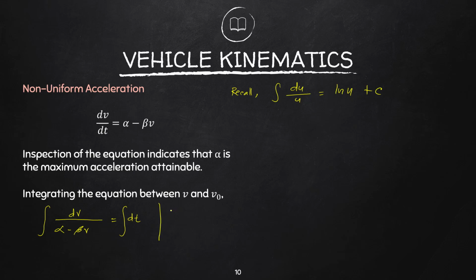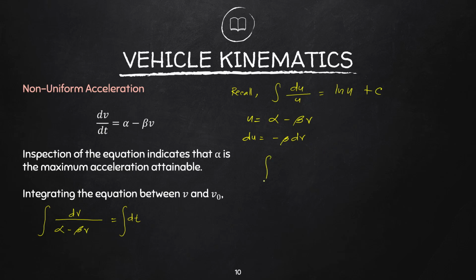We know that u is equal to alpha minus beta v. Take note that alpha and beta are constant, so we don't have a problem with that. And du is equal to the derivative of alpha, which is 0, and the differential of negative beta times v, which would be negative beta dv. So let's try to use this one.